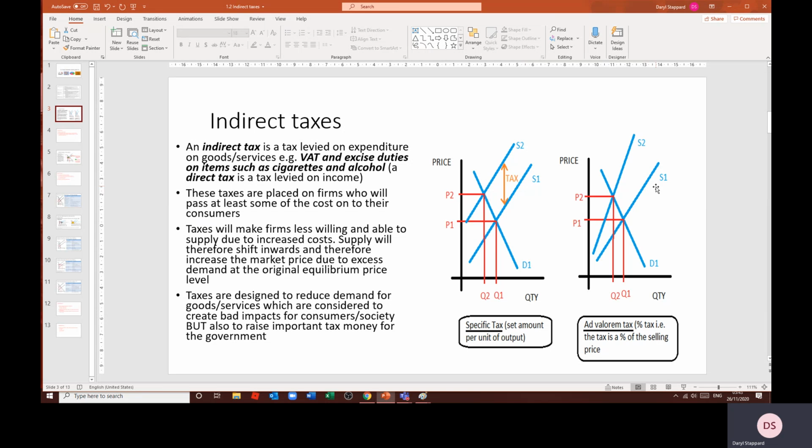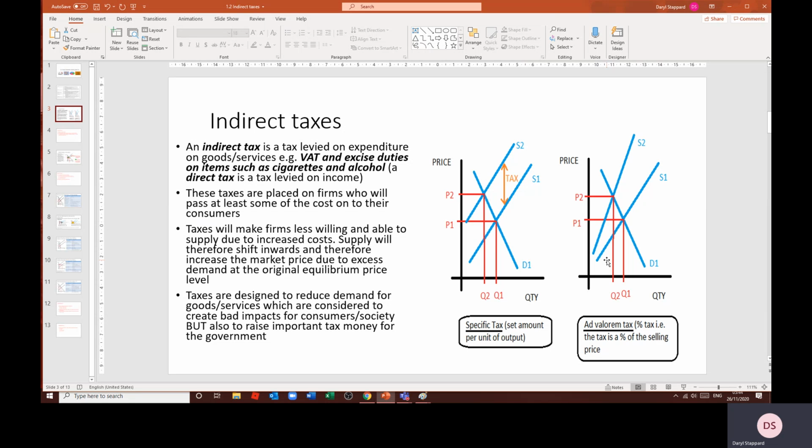Well, that therefore means that as we go along the supply curve, the actual amount of tax will change based on the selling price. So, for example, at a really, really low selling price, let's say £1, a VAT of 20% tax would be 20p. But at £10, that would be a £2 tax.